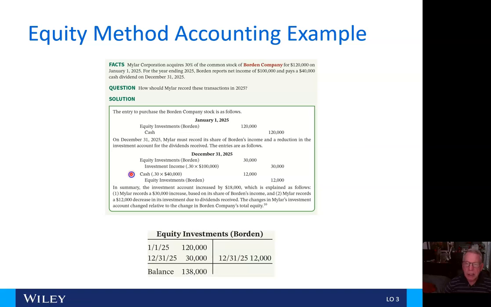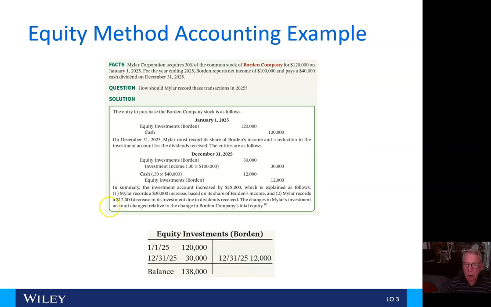to have cash, which will debit for 30% of $40,000. That's the cash dividend, and we got 30% of that. And the equity investments will be reduced by that $12,000. In summary, then, the investment account increased by $18,000, which explained the $30,000 increase based on Borden's share and Mylar's $12,000 decrease in its investment in the dividends received.